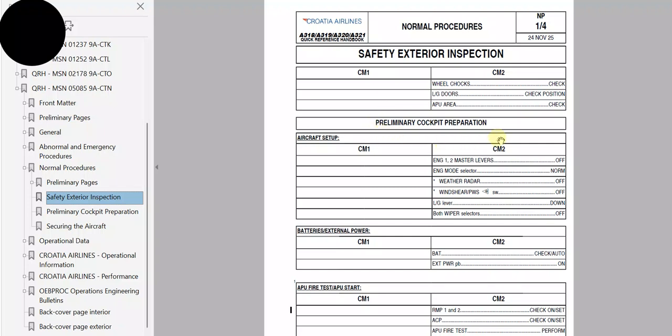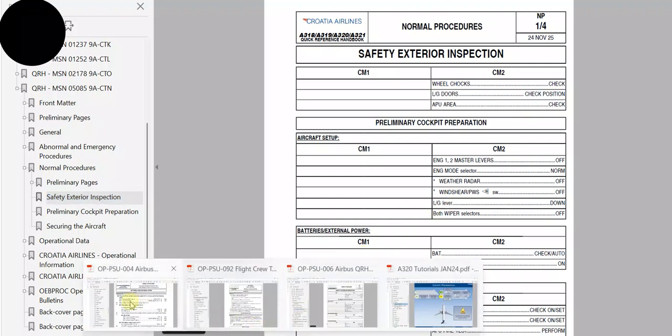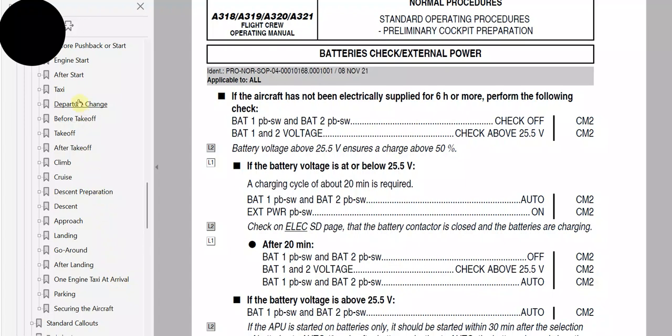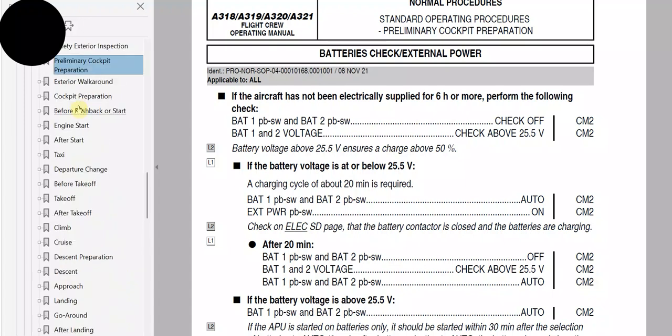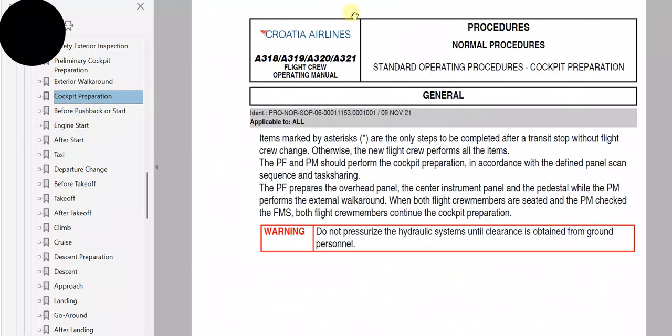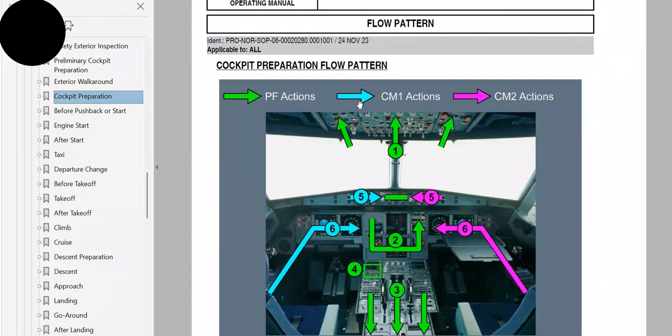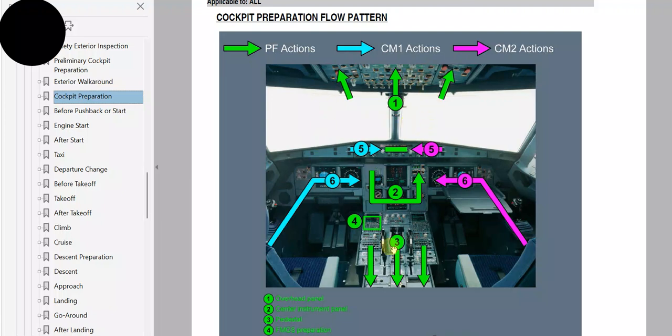So by doing the preliminary cockpit preparation, you can open the QRH and you can do it with the help of the book. The rest needs to be done by heart. So when we go here to all these cockpit preparation items, then before pushback start, engine start, we are doing it in flow patterns, and we are doing it by memory. So without help of the paper, without help of the book, we need to know these flow patterns by heart.